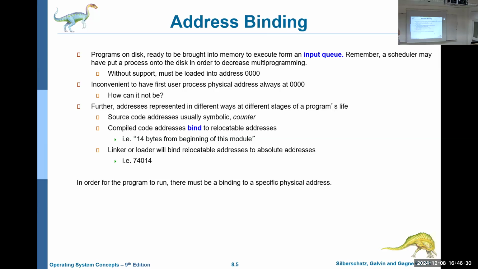The linker or the loader will bind the relocatable address to an absolute address. That's what I was saying before, that the linker will change what I thought was 0 to 74,014, because he'll put me in some other location. And then that previous diagram makes sense. So that's called address binding. And when is the address binding actually taking place? The loader or the linker. In order for the program to run, there must be a binding to a specific physical address. At the end of the day, I've got to be somewhere.